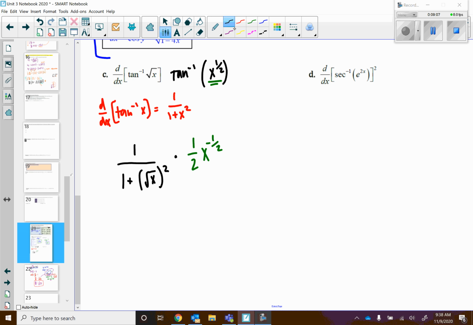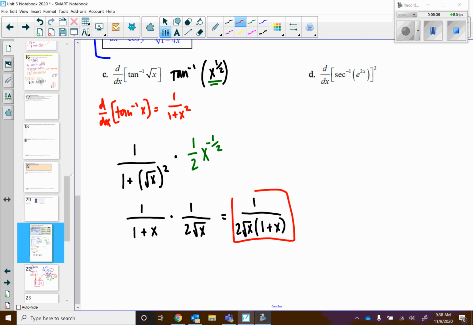Now we just need to simplify this a little bit. So I am going to rewrite this as 1 over 1 plus x times 1 over 2 times the square root of x. And then I guess my last move would really just be to write this as 1 over 2 times the square root of x times 1 plus x. Again, you can distribute. You don't really need to. This is as good as that one needs to be.